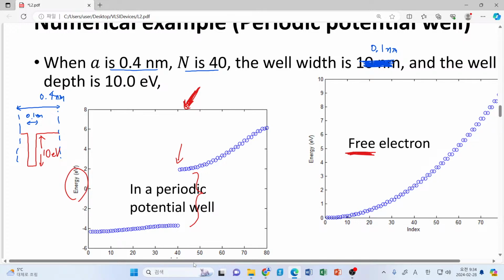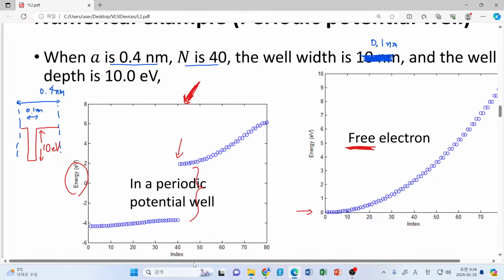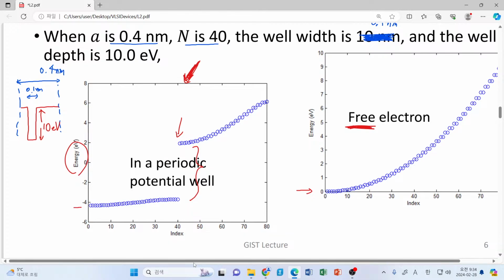And you know that here it starts from energy equal to 0, but now it starts from a certain energy lower than minus 4 electron volt, because we have introduced two levels, 0 electron volt and minus 10 electron volts. So the lowest one takes a certain energy level in between. That's the reason why the very first energy level starts not from exactly 0 electron volt, but a certain negative value.